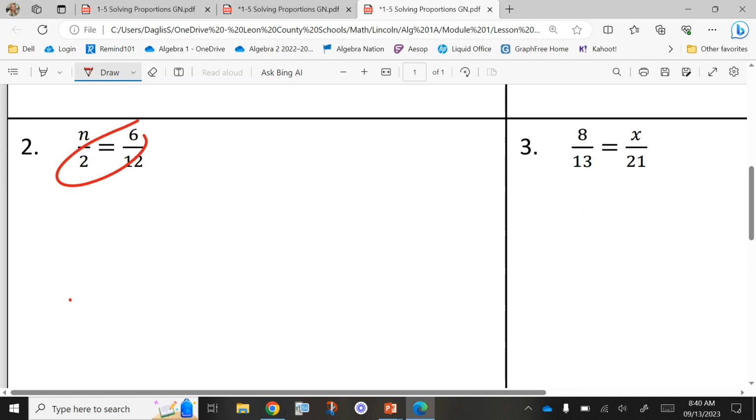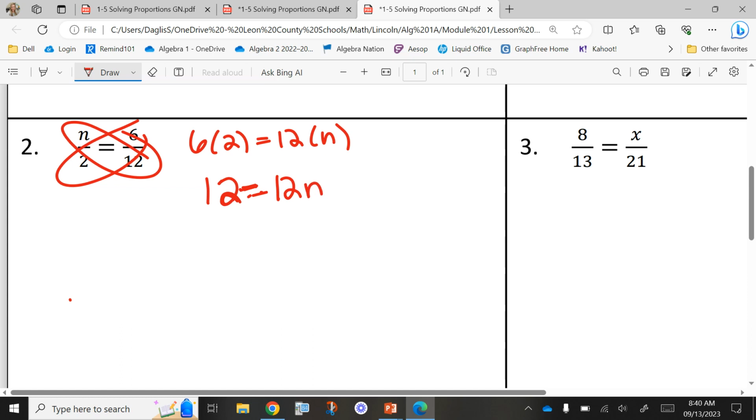Okay. 6 and 2 is going to equal n times 12, or I'm going to put 12 times n. What is 6 times 2? 12. There we go. And that's going to equal 12n. So how am I going to get n by itself? Divide both sides by what? By 12. And what is 12 divided by 12? 1. So our answer is n equals 1.